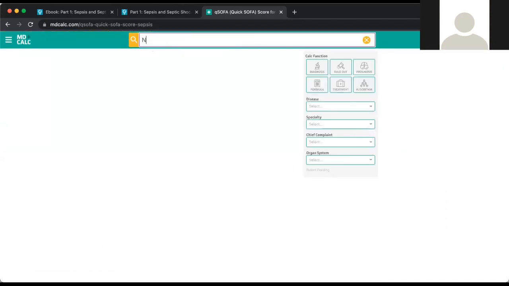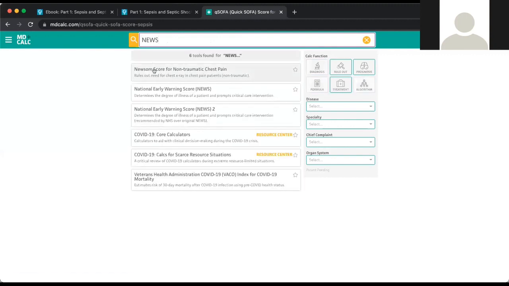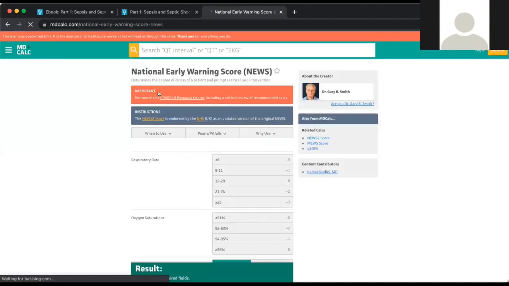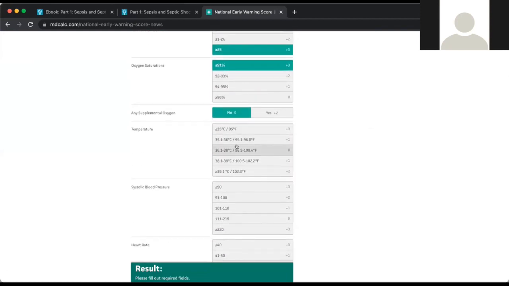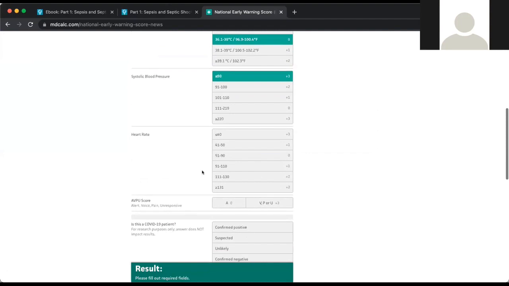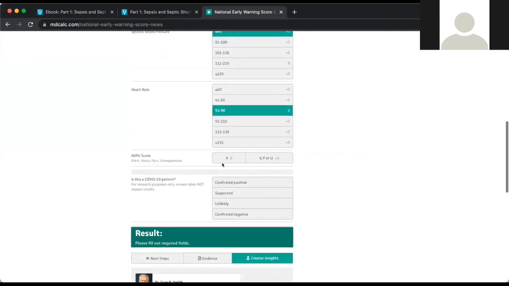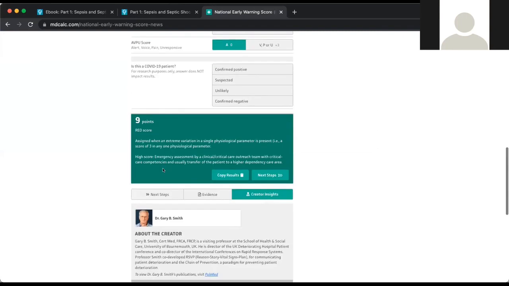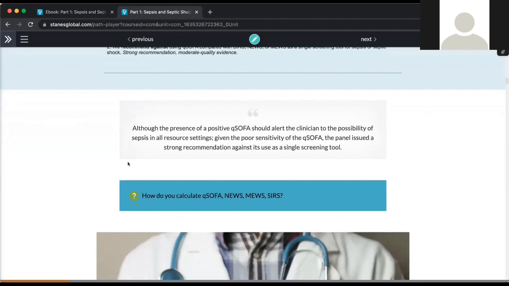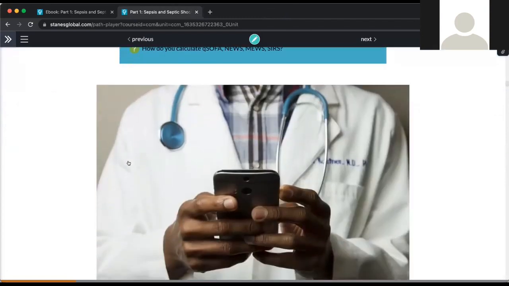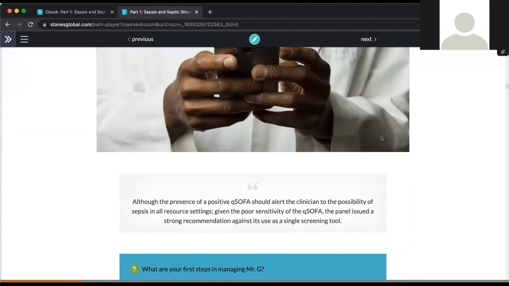Similarly, if you wanted to calculate a NEWS, you can again just select from these menus. I'm just making up numbers, and it'll tell you what the score is. So you get 9 points, and then it tells you what the score means. So we won't go through all of these. I just want you to know that MDCalc is free. It's online, open access, and you can use it. You can also download it as an app on your phone. So I find it very useful. I think maybe you might as well.